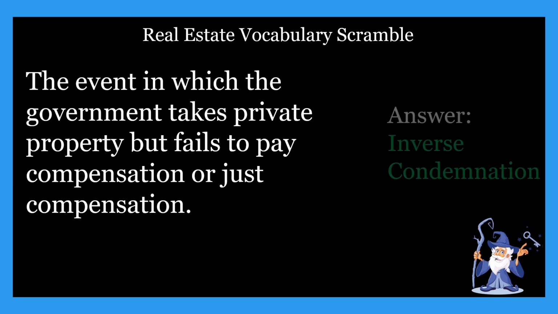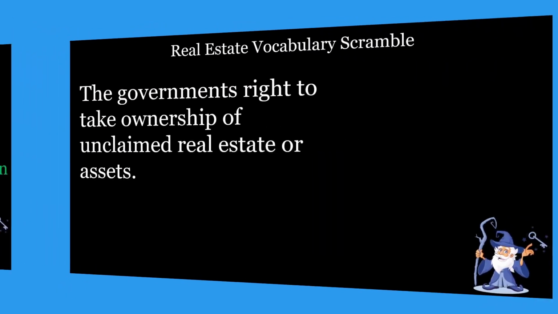And here's your answer. Inverse condemnation. So a property owner can sue to obtain required just compensation through the process of inverse condemnation. So if this is that event in which the government doesn't pay appropriately, then again, the property owner can sue to get what they deserve through the process of inverse condemnation. All right, next one.